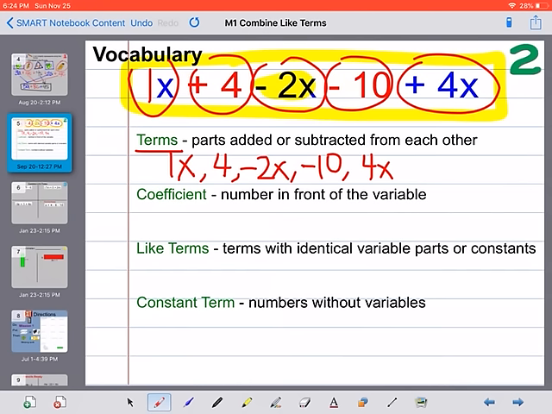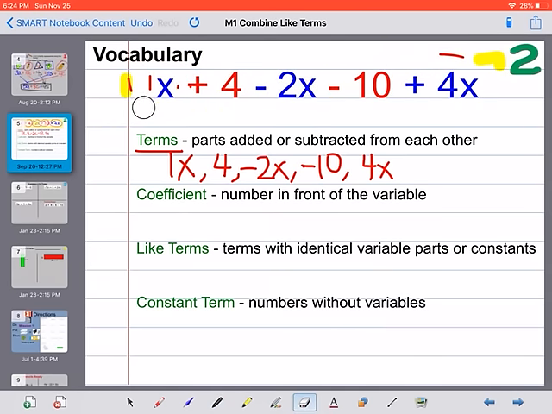Notice when I circled them, I put the negative or the positive with whatever comes after it. This negative goes with the 2, this negative goes with the 10, and this positive goes with the 4. I'm going to erase this so I can see my expression again. So those are our terms.